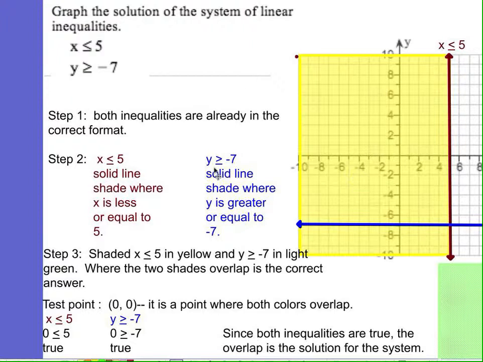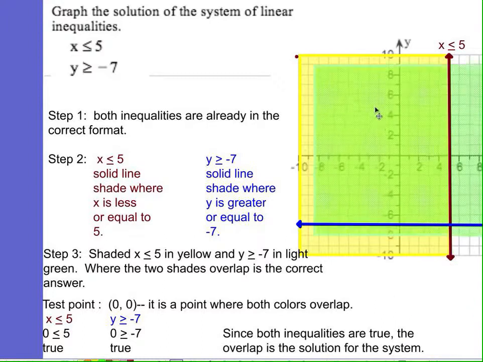Then we're going to graph our line y is greater than or equal to -7. Y is -7 here, so we draw a straight line through y equals -7. And we're looking for all the places where y is greater than -7. Well, all those numbers where y is greater than -7 are on top: -6, -4, 2, 6, 8, and so on. So we're going to shade in that area.